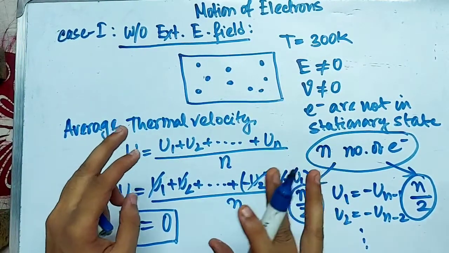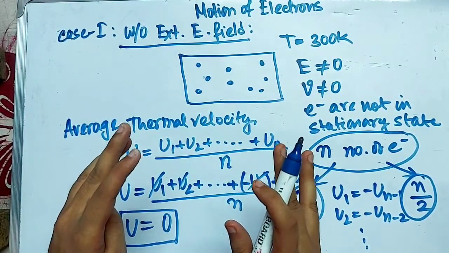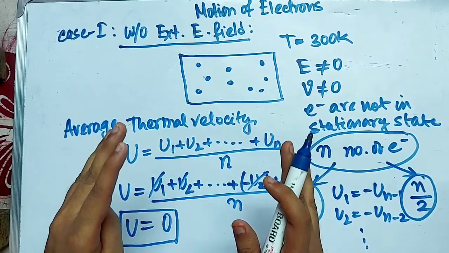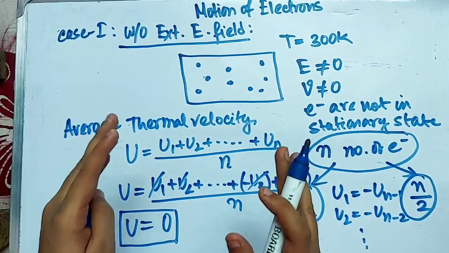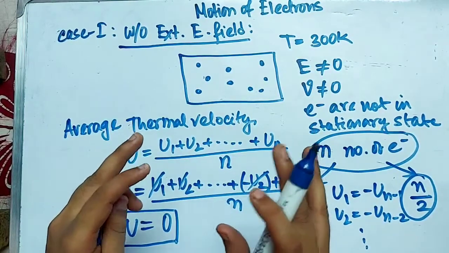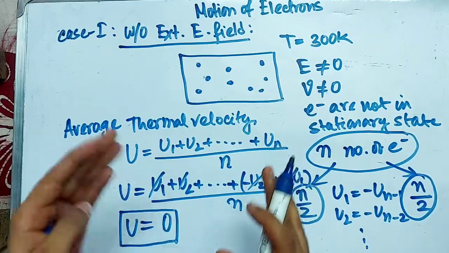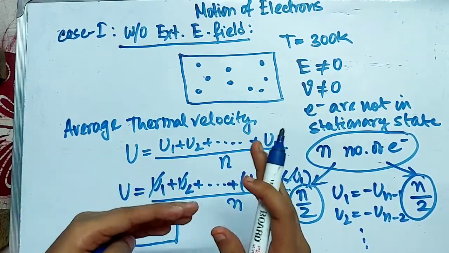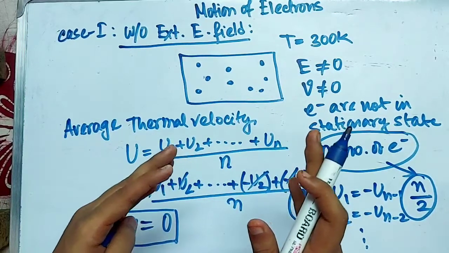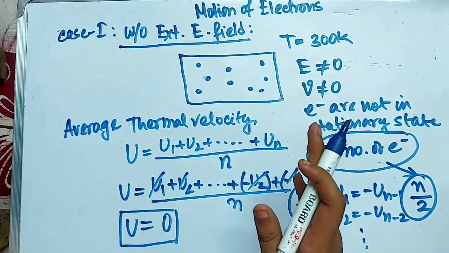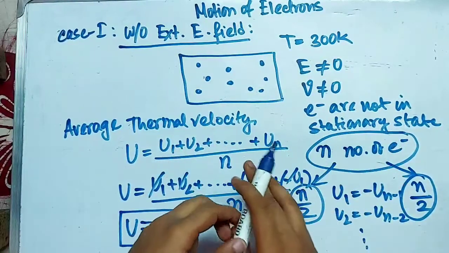But if we consider a particular moment, then we will see within that particular material that half of its electrons are moving in one way, and half of the electrons are moving exactly in the opposite direction to the other half.